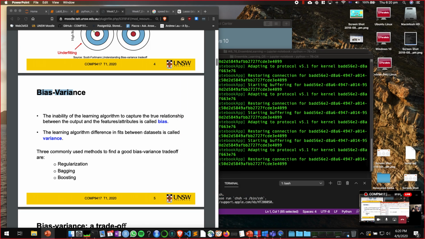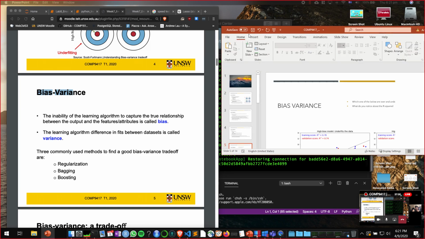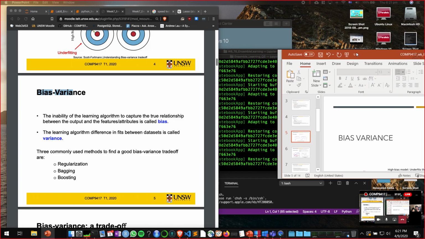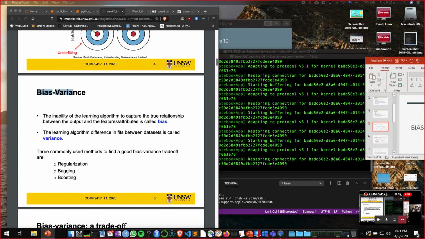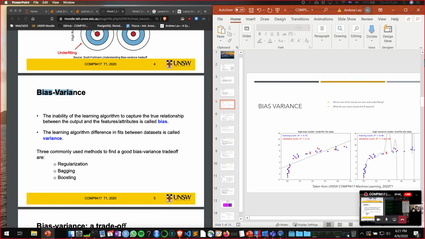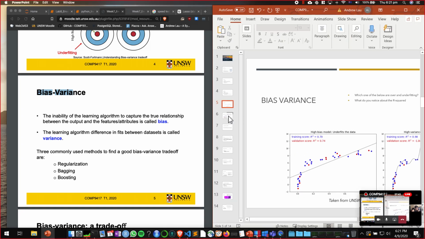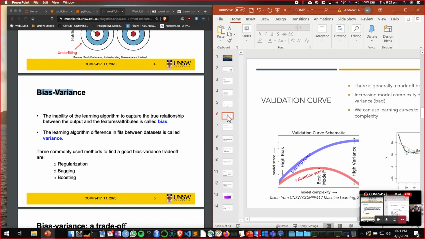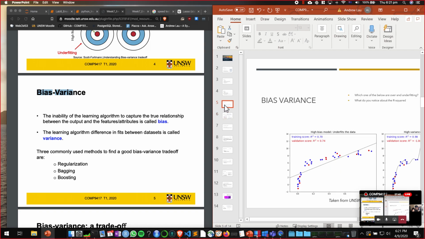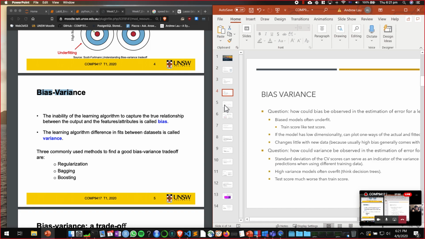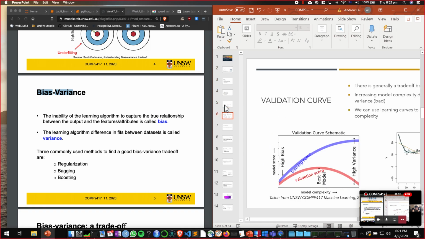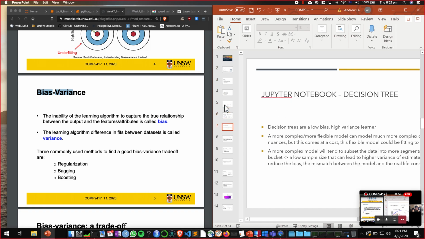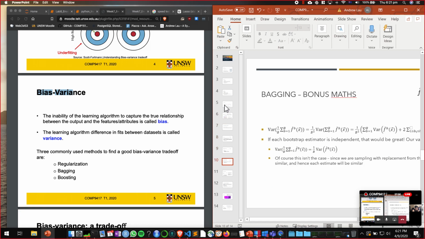Just trying to move that to the side. There we go. Cool. So what do we mean by improve the bias variance trade-off? Let me see. I've got a graph here which should show this concept quite well. Where did I put it?